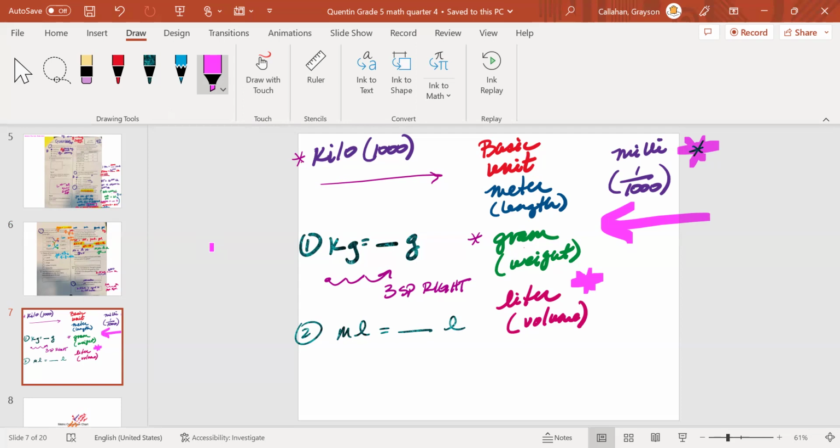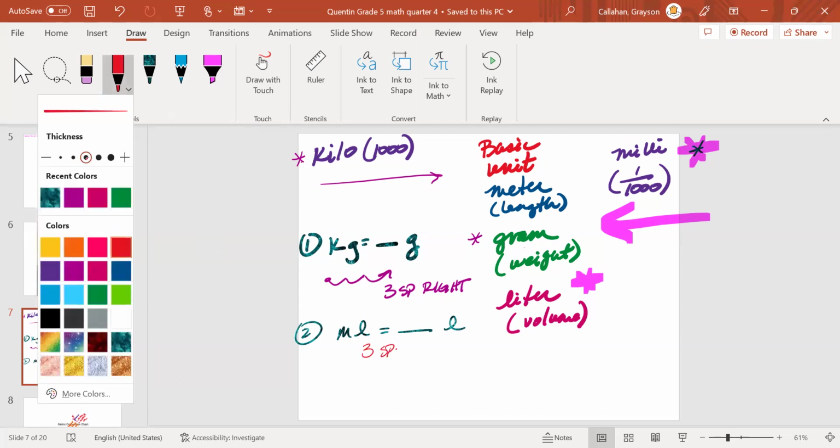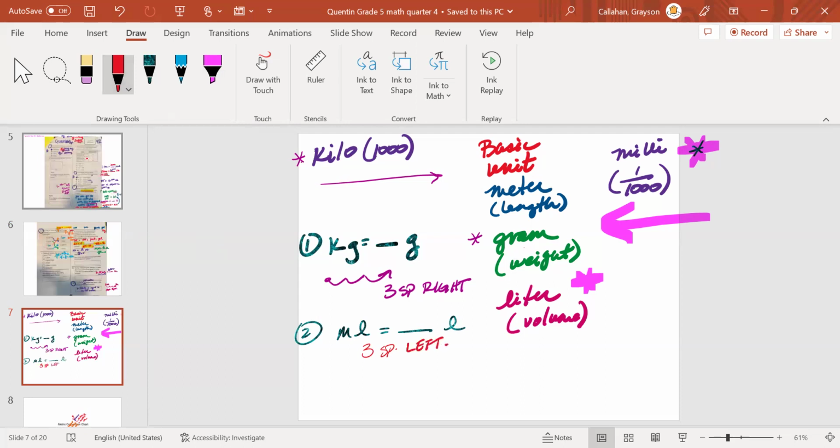We're not doing meters. Milliliters. We're doing liters. Liters is volume, like how much liquid you have. Meters is the basic unit for measuring length, like how far something goes. Gram is the basic unit for weight, like how heavy it is. Liter is the basic unit for volume, like if you're measuring how much water you have. So for this one, it's 3 spaces to which direction? Okay, you're doing a little bit better.